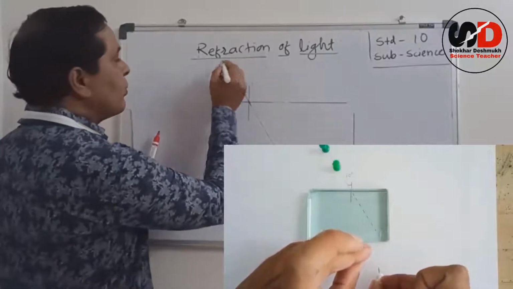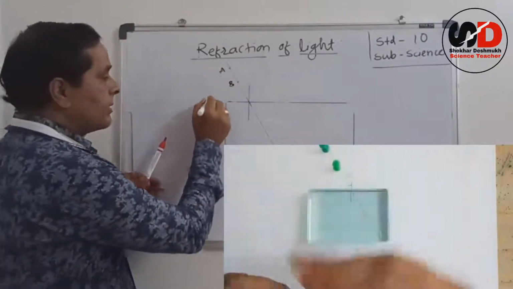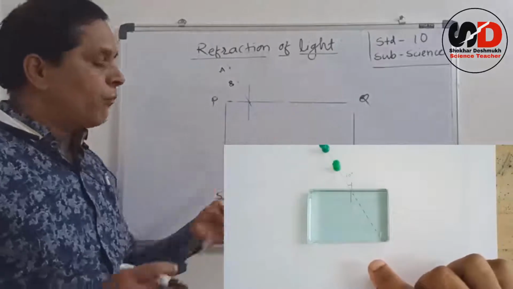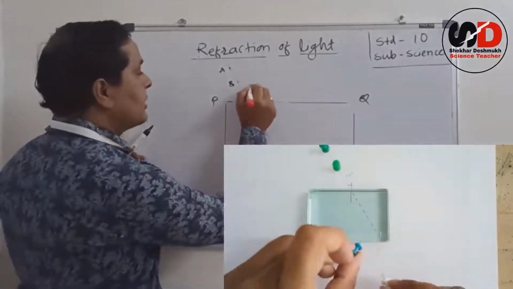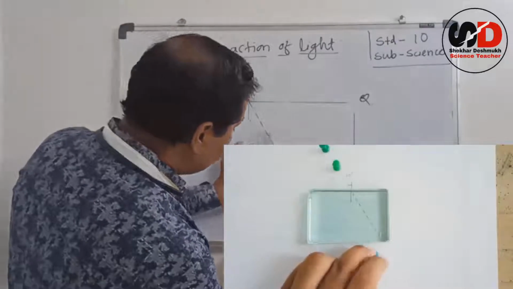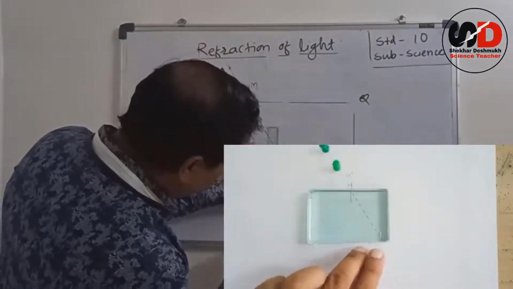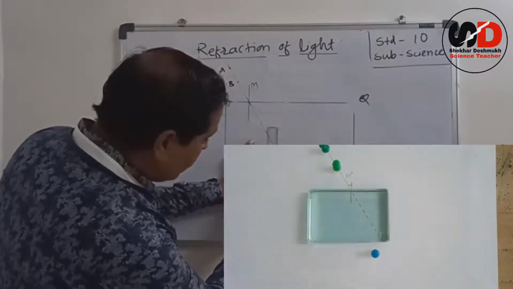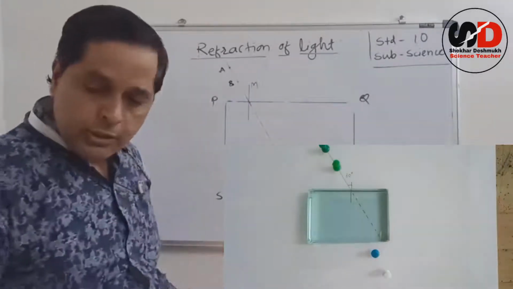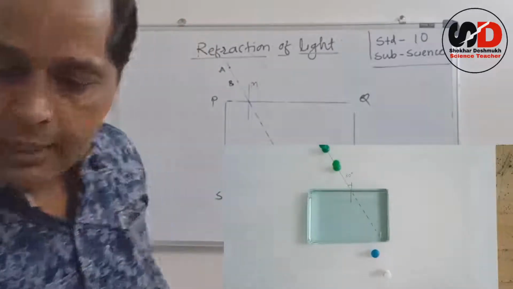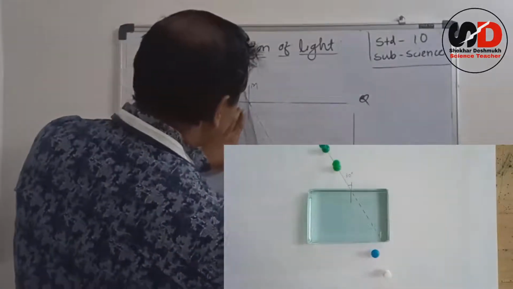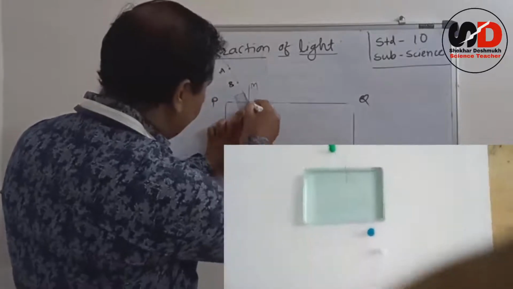Suppose you name A and B, these are the two pins. Suppose P, Q, R and S are the four points of this glass slab. Suppose this is M, and make a perpendicular here also on this point. For making the perpendicular, I am using a scale only because the lines are here. You can use D also. So it is perpendicular. Then join the actual path of the light, the actual path that the light travels. So this is the actual path in which the light travels through the glass slab.